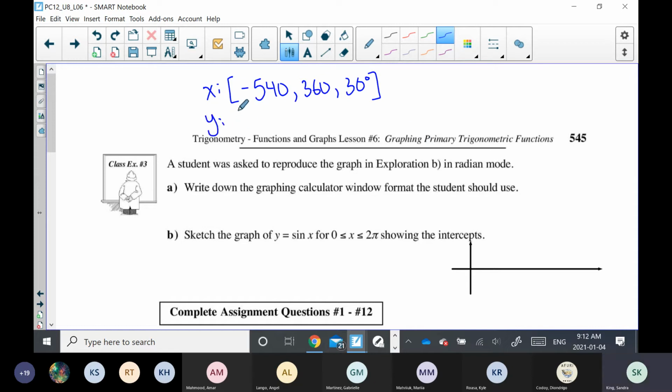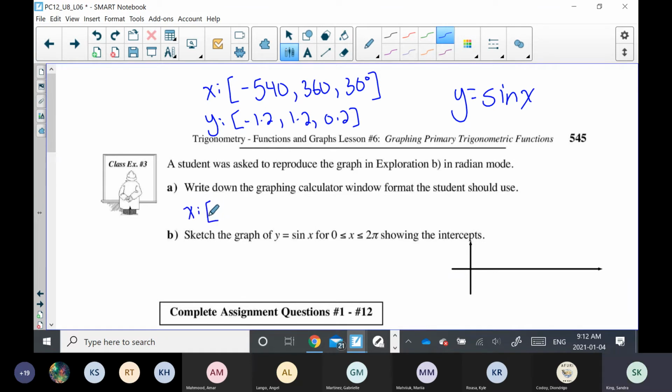The y coordinates were negative 1.2 to 1.2, with a scale of 0.2. So part A says, write this window. If we were to do that exact same thing, the graph was y is equal to the sine of x. So if we were to now change our calculator to radian mode, which we're going to do, how would we change this window to radians? That is essentially what they're asking for.